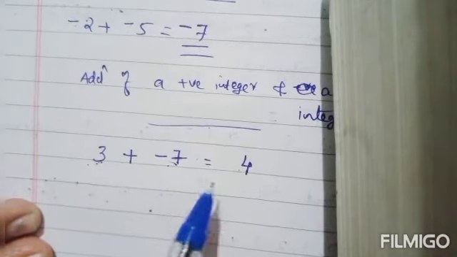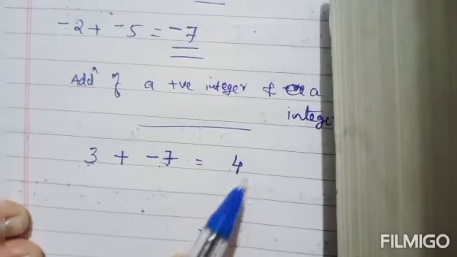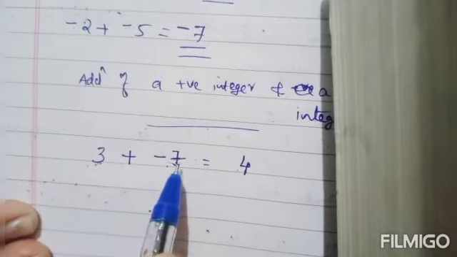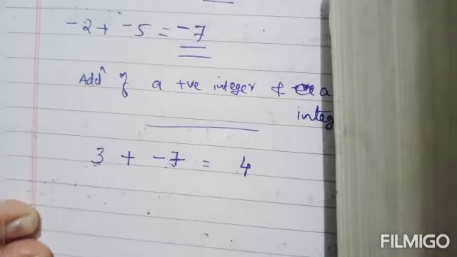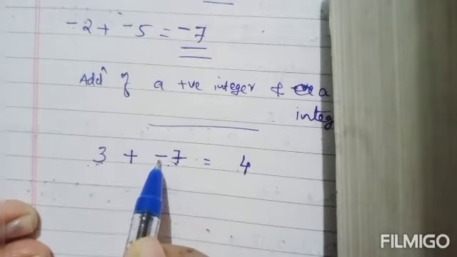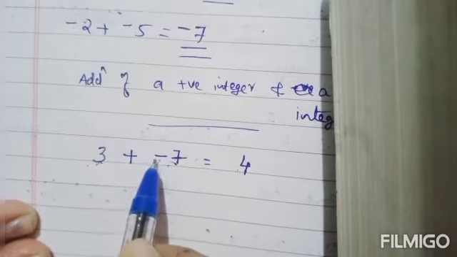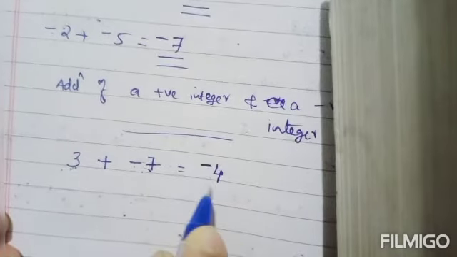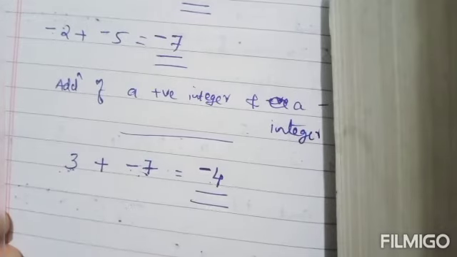Now what will be the sign in the answer? Whether it is positive or negative? In order to find that, find the sign of the greater number. Here 7 is greater, its sign is negative, minus. So in the answer also a minus sign you have to put.